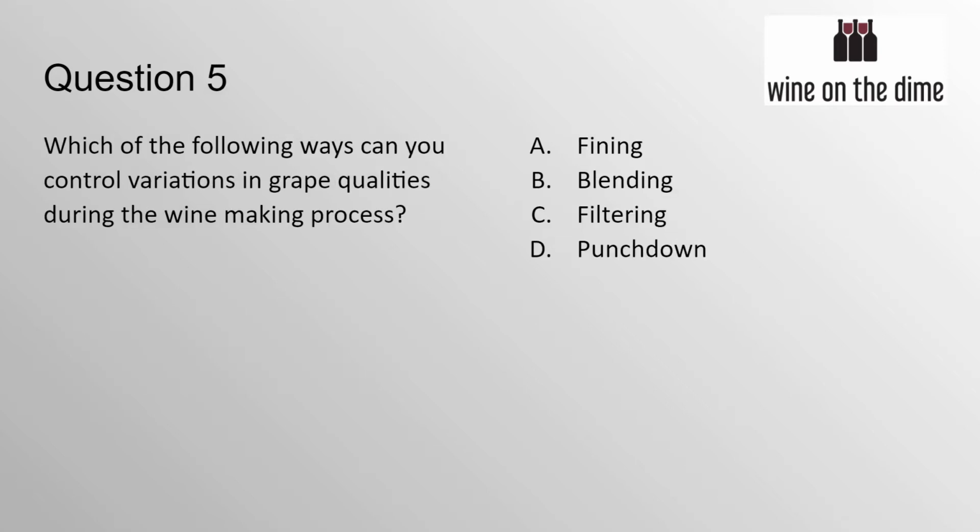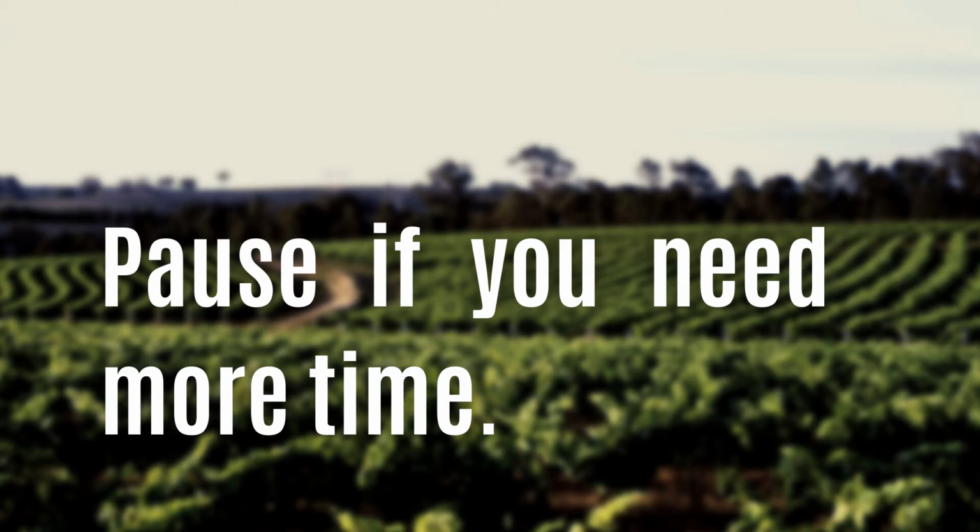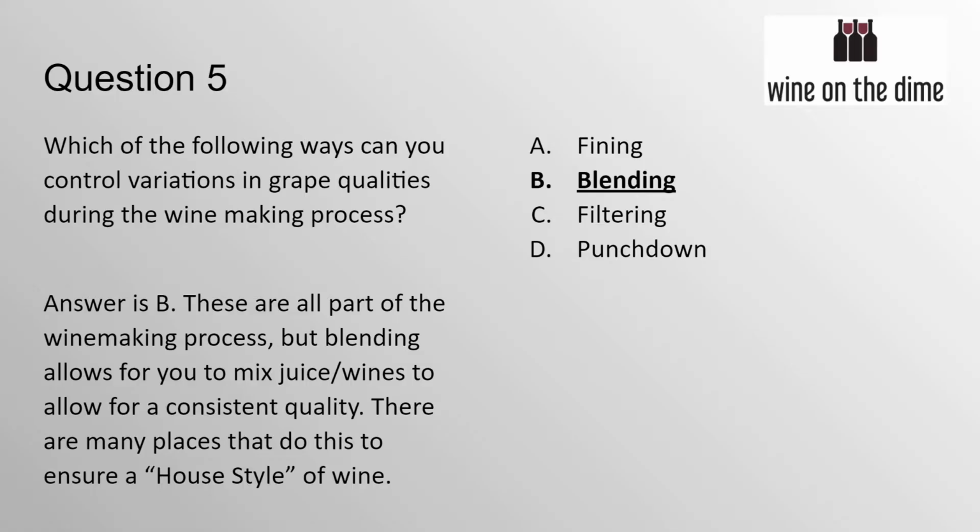Question number 5. Which of the following ways can you control variations in grape qualities during the winemaking process? A. Fining, B. Blending, C. Filtering, D. Punch down. The answer is B. These are all part of the winemaking process, but blending allows you to mix juices or finished wines to allow for a consistent quality. There are many places that do this to ensure a house style of wine, also known as a cuvee.